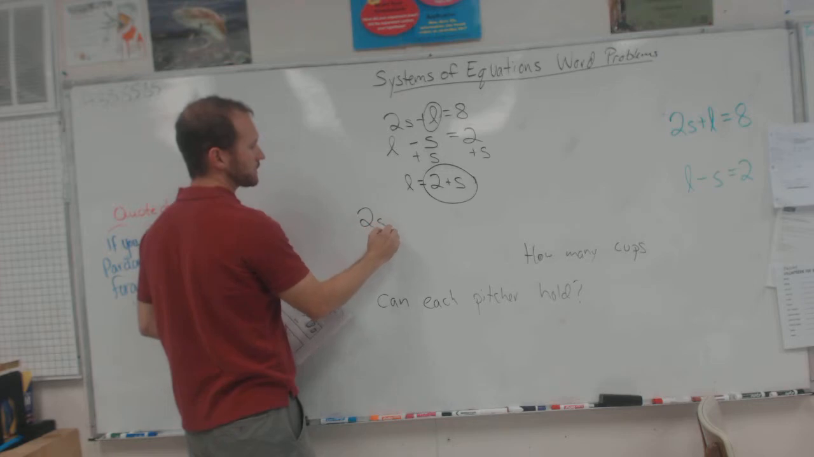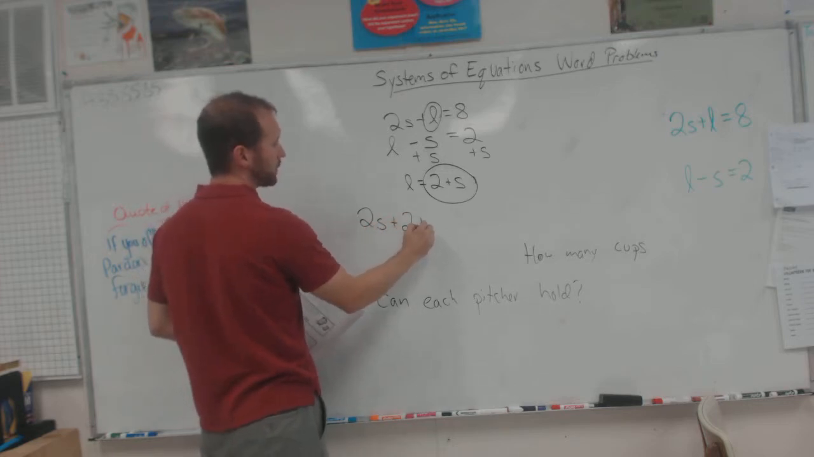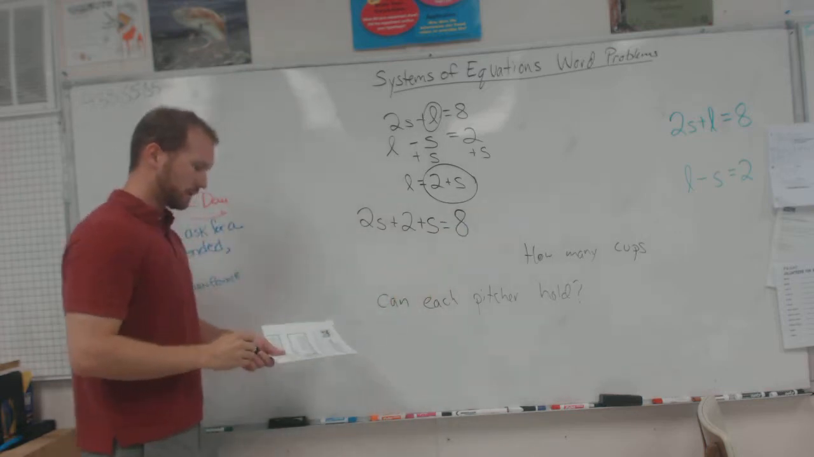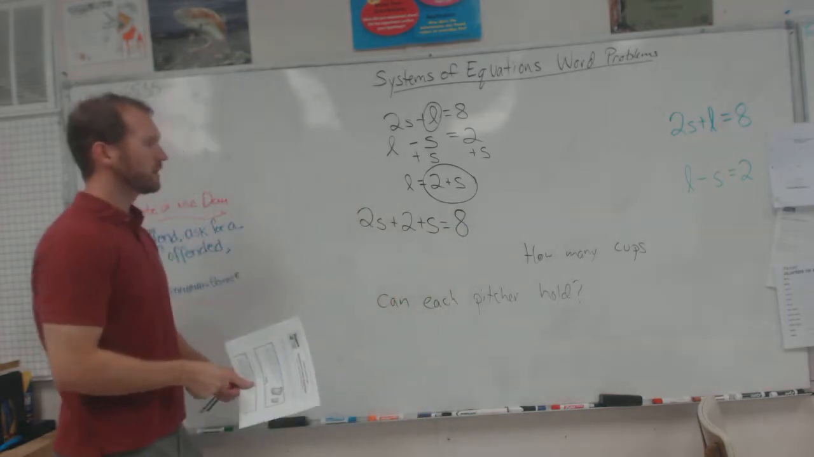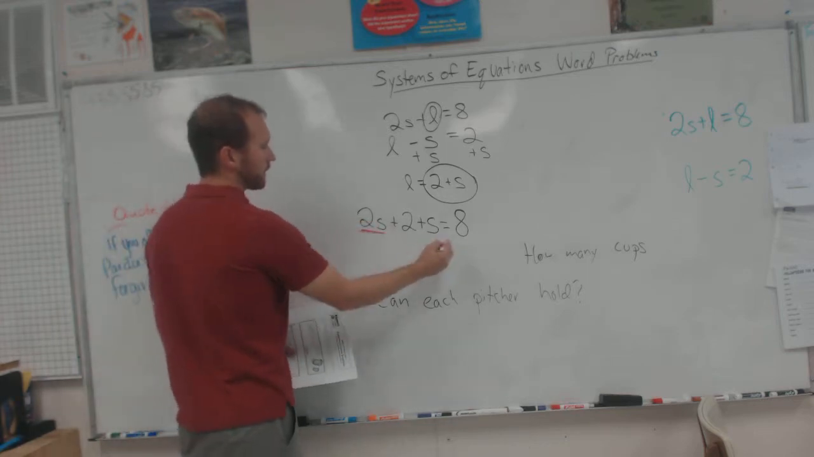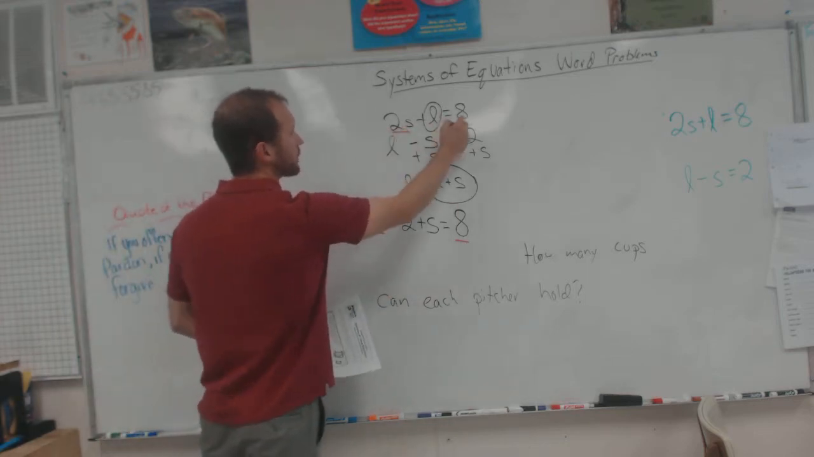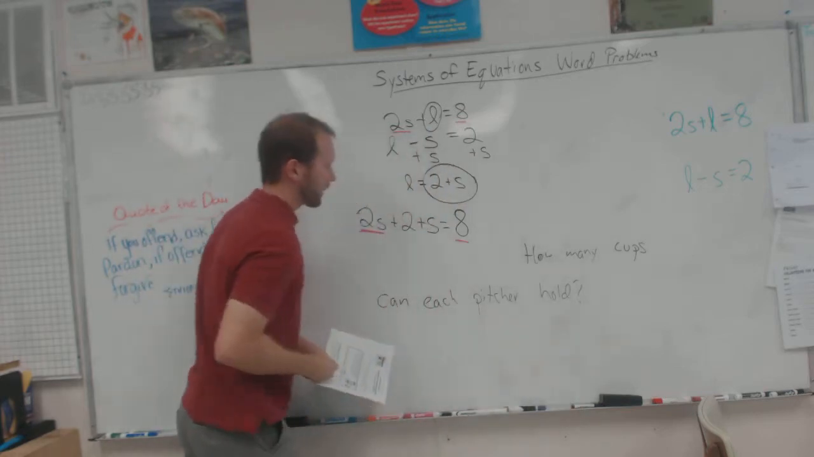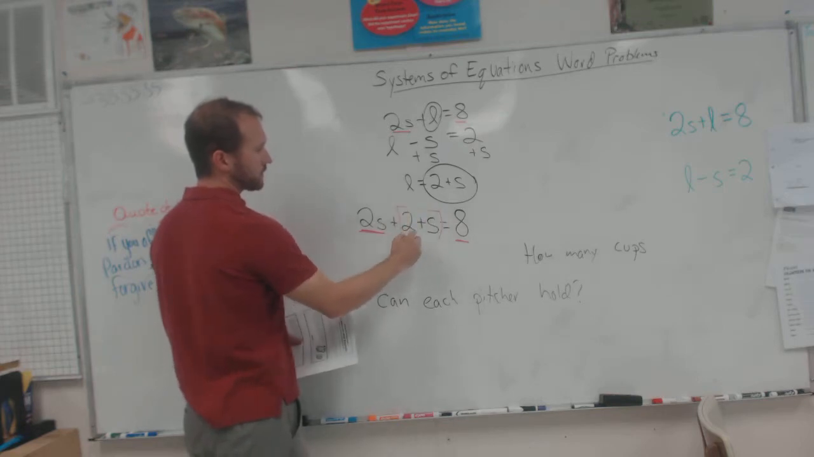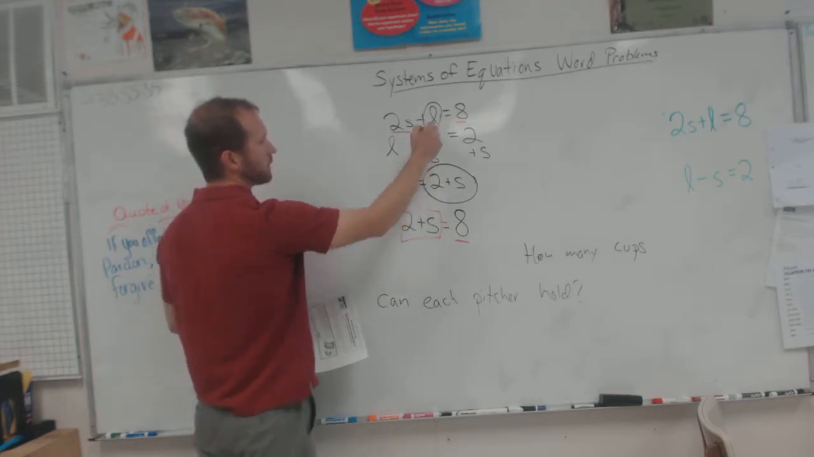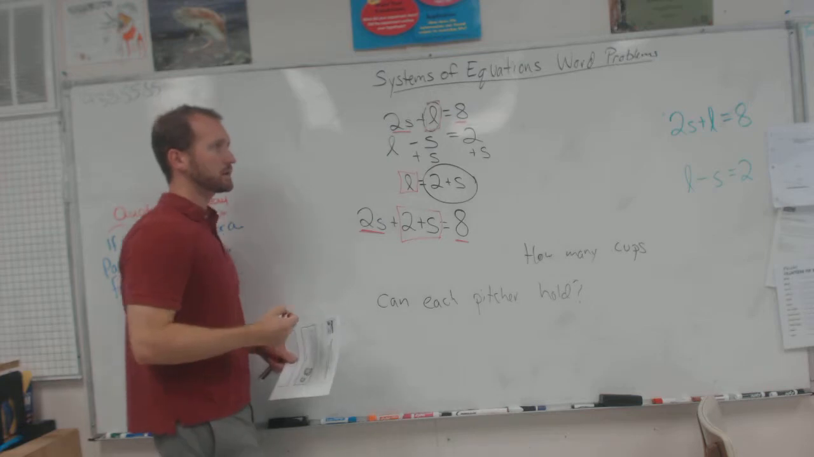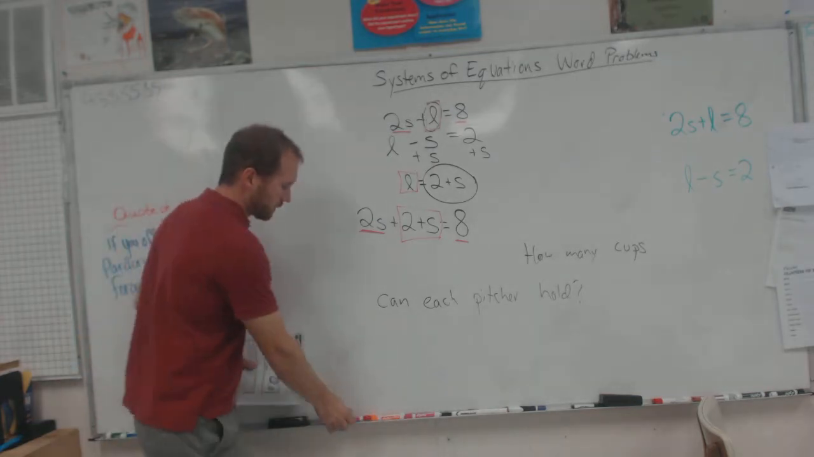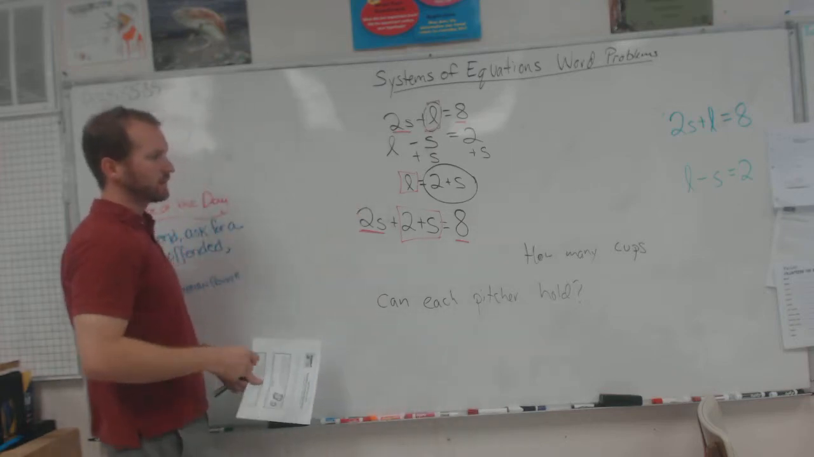I have 2S plus 2 plus S equals 8. So this and this came from my first equation, and then this just substituted in for L from my second equation. So I've combined the equations, I have one variable, I can now solve it.